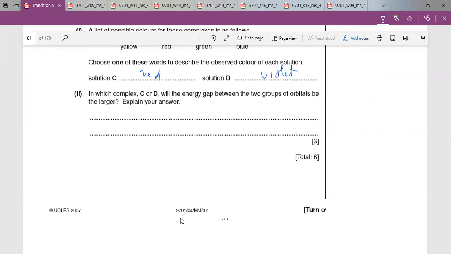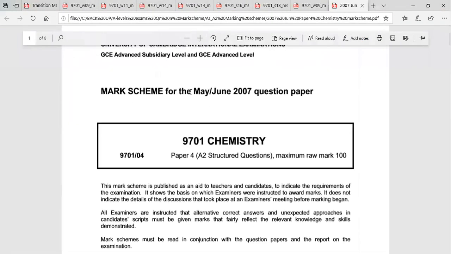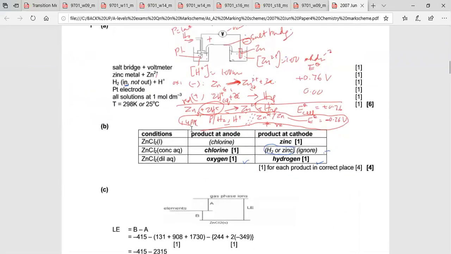07 May June 4. Okay, let's go 07. I don't have it here. 07 May June 4. 07 May June. Yeah? 07 May June 4. Okay? 07, where are you? 07 May June 4. All right. A few more minutes, okay? All right.